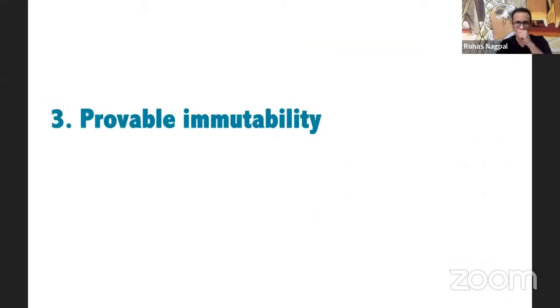Let's move on. Now, let's move on to a very interesting concept called provable immutability. So you may have heard that we say that a blockchain is provably immutable, which means you can tomorrow go to a court of law and show some data which has come from a blockchain, and the court would believe that this data has not been tampered. It has not been unauthorizedly altered. How is it that a blockchain gets this capability?